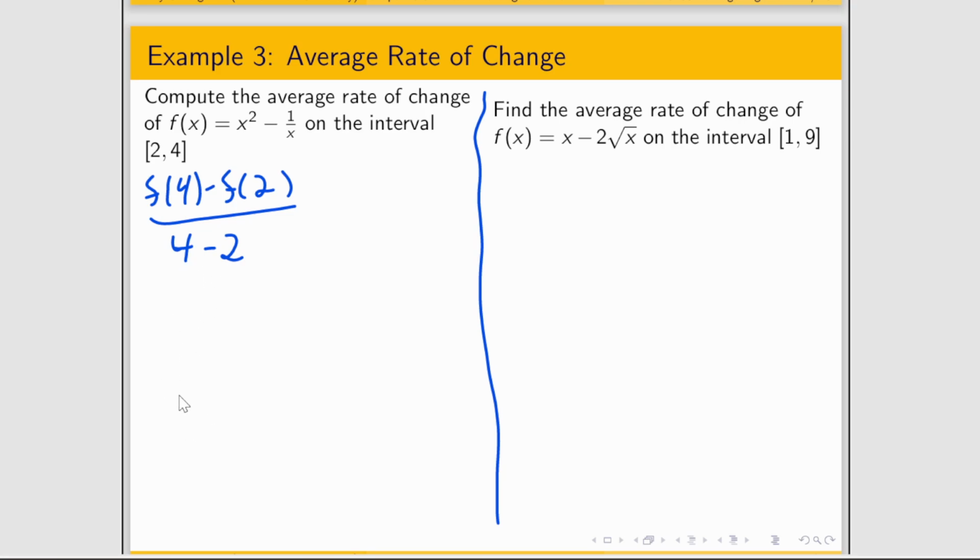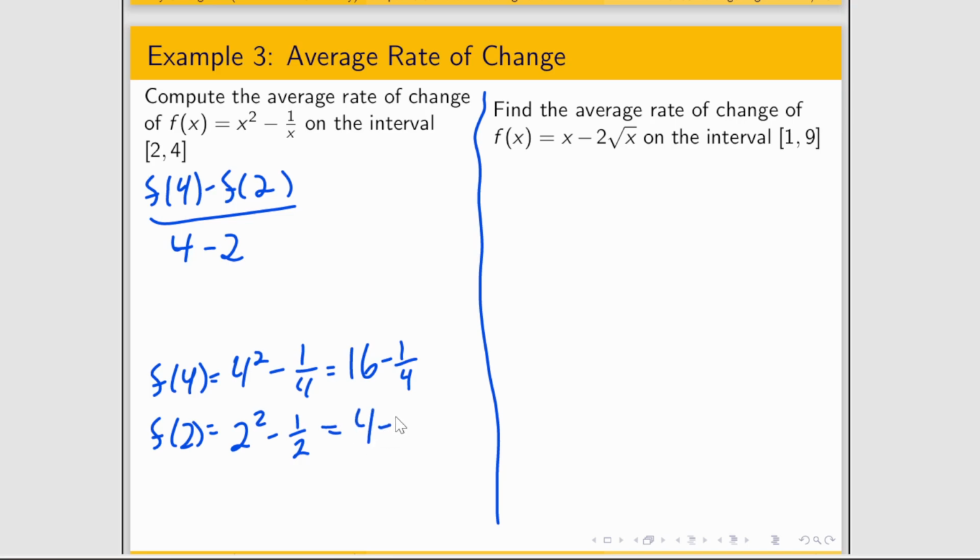Now we want to actually evaluate what f(4) and f(2) are, and for me that takes a little bit of work, so I'm going to do that off to the side. f(4), if I'm plugging into the function, will be 4 squared minus 1 over 4. So that's 16 minus 1/4. And f(2) would be 2 squared minus 1/2, which is equal to 4 minus 1/2. From here, there's a couple of different ways you could approach those fractions. I'm personally going to convert everybody to fourths just so that I'm dealing with common denominators.